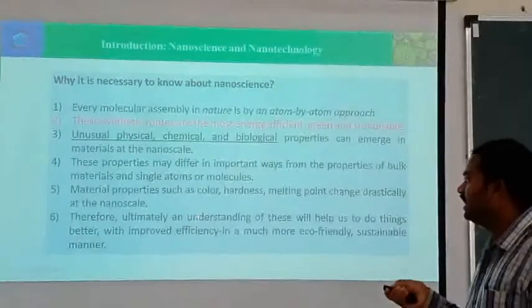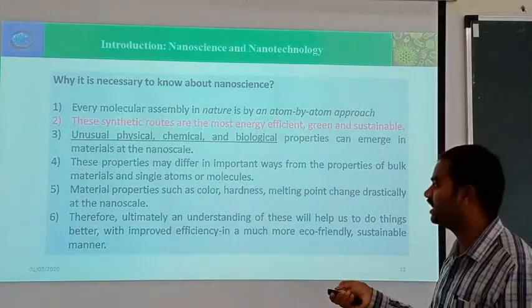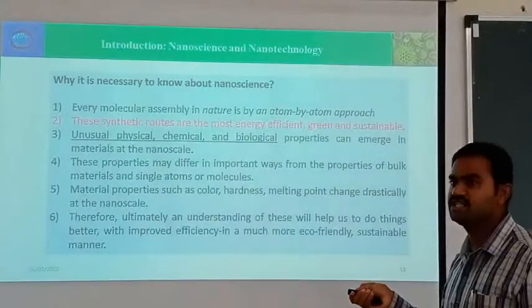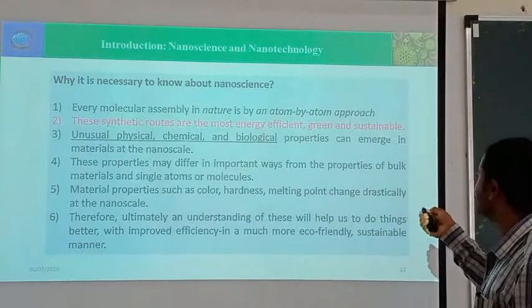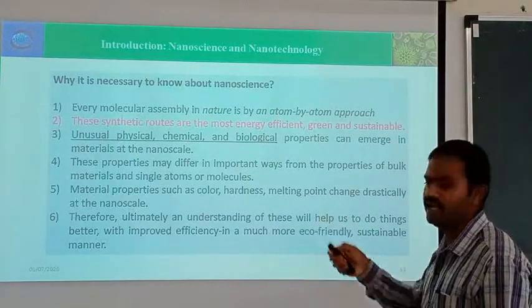Therefore, ultimately, an understanding of this will help us to do things better with improved efficiency. If you want to improve the efficiency and device performance, you have to go for nanometric scale. Why? Here is the reason: emerging properties occur at nanometric scale.